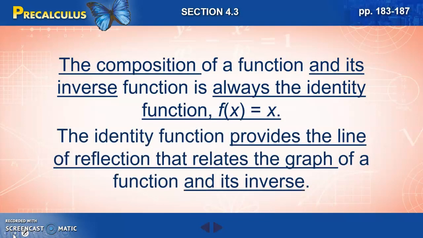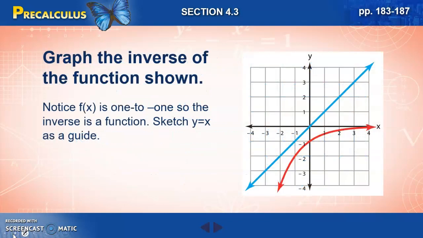The identity function provides a line of reflection that relates the graph of a function and its inverse. And we looked at that previously. That identity function, y equals x, that's the line that your original function is going to be reflected over. So let's try and find the inverse of a function, not algebraically.